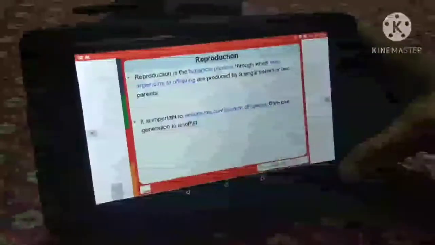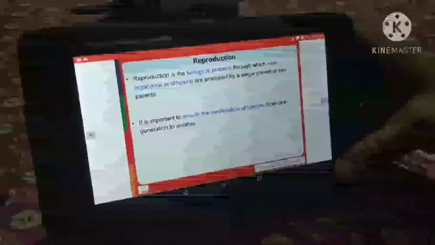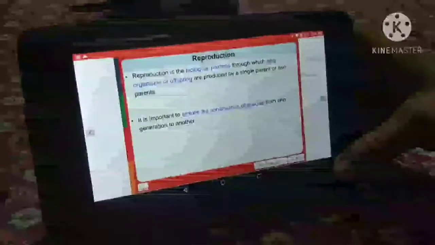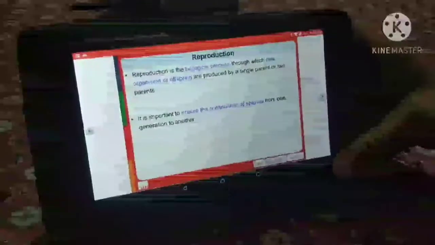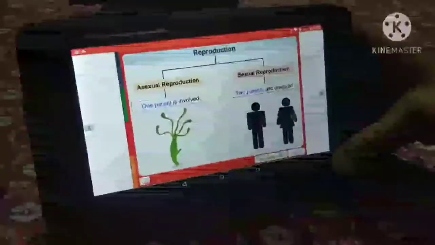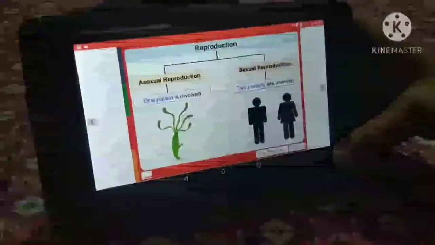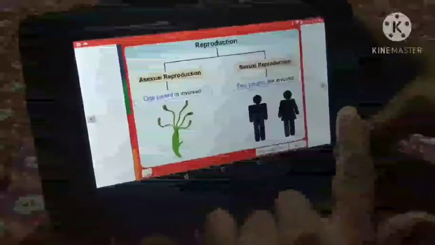We'll have a recap of Unit 5. Reproduction. It is the biological process through which new organisms or offsprings are produced by a single parent or two parents. It is important to ensure the continuation of species from one generation to another generation. Reproduction is of two types: asexual reproduction and sexual reproduction. In asexual reproduction, one parent is involved. In sexual reproduction, two parents are involved.